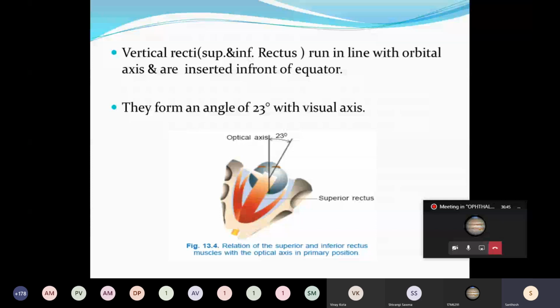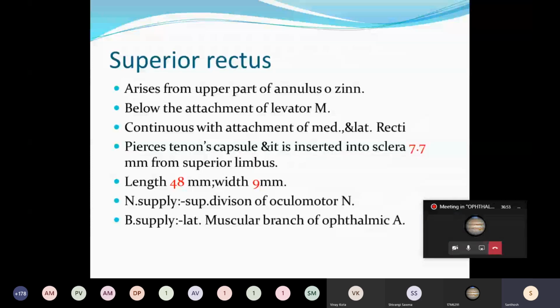Now coming to the superior rectus per se. You must know the origin. As I told you earlier, it is from the annulus of Zinn. It arises from the upper part of the annulus of Zinn, below the attachment of the levator palpebrae superioris, and continues with the attachment of the medial and lateral recti.